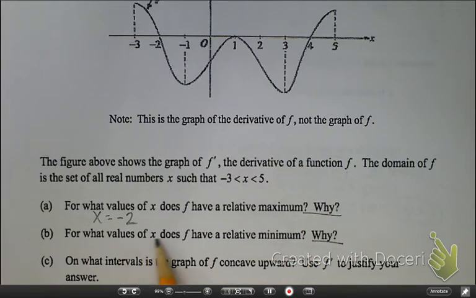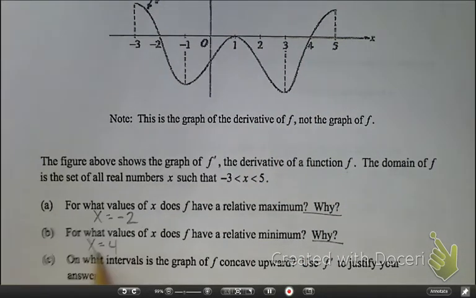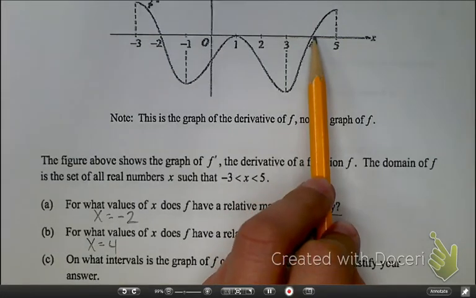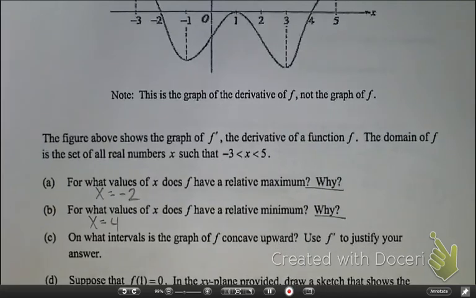For part B, at what values of x does f have a relative minimum? Well, we just said 4 is a relative minimum. x equals 4 is a relative minimum because the derivative is equal to 0 and changes sign from negative to positive values. For part C, on what intervals is the graph of f concave up? Use the derivative to justify your answer.